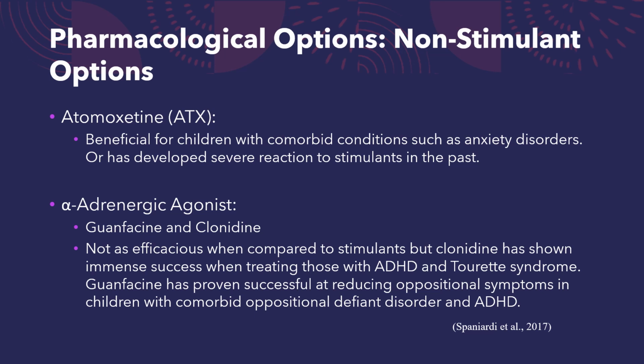Alpha-adrenergic agonists, guanfacine and clonidine, have been FDA approved as monotherapy and as adjunctive treatment for ADHD in children 6 to 17 years old. These medications have shown particular success when treating children with co-occurring conditions. Clonidine has been shown to successfully treat those with ADHD and Tourette syndrome either as monotherapy or an adjunct with an MPH, while guanfacine has shown to improve oppositional symptoms in children with ODD.